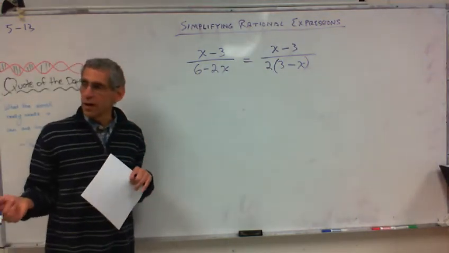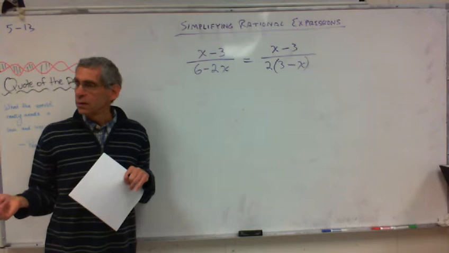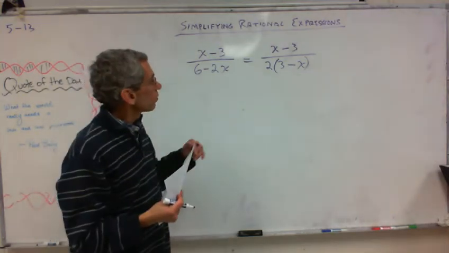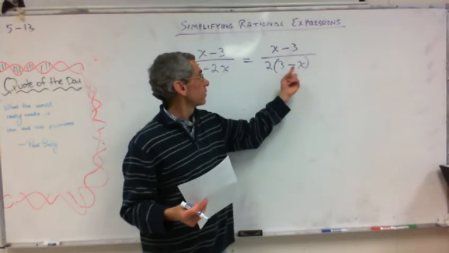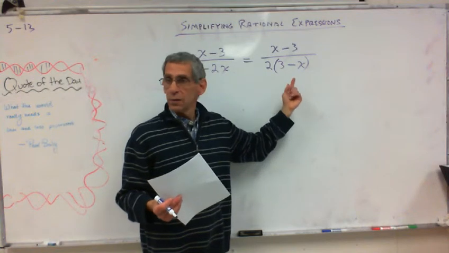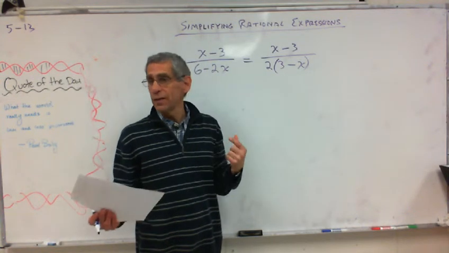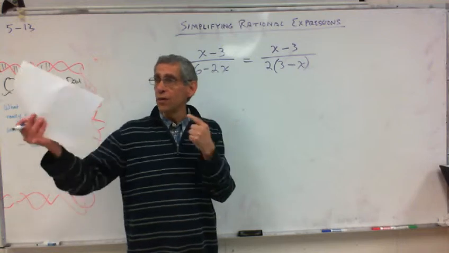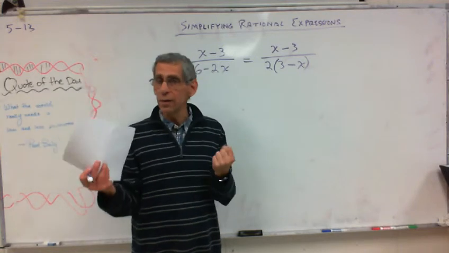Why, Adam, can I not cross them out? Because it's a negative x and a negative 3. You're right. This is x minus 3. This is 3 minus x. These are actually opposites. Guys, you really have to pay attention. I only have 1 minute to teach this, so you got to pay attention.